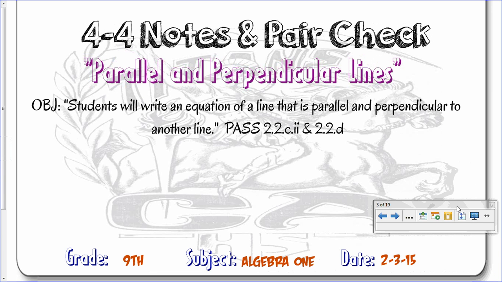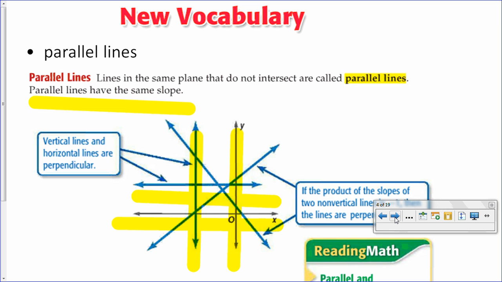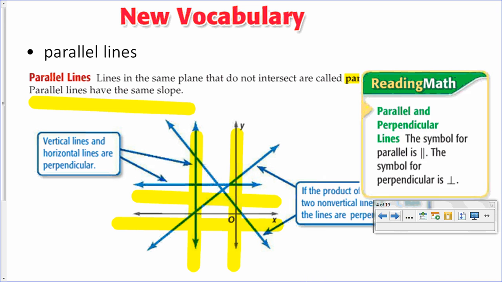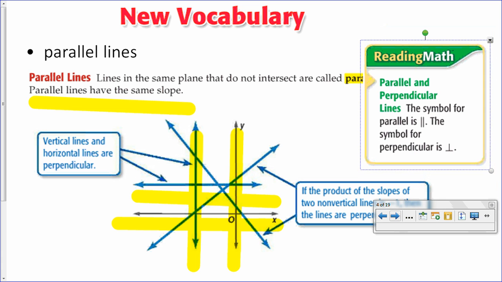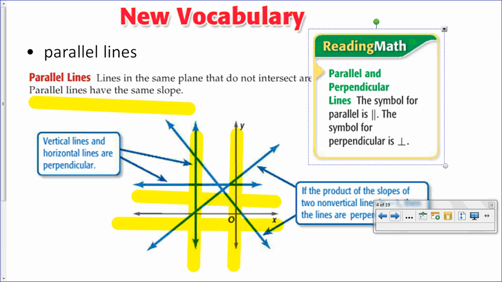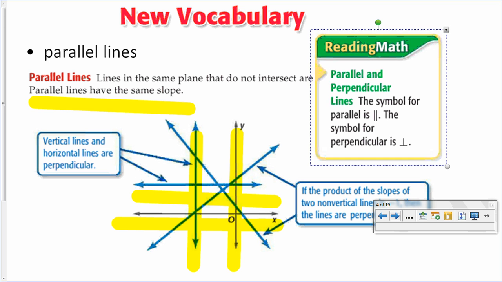Okay, today's date's 2/5/16. Now what we're talking about today is parallel and perpendicular lines. The little symbol that we use, if you see this symbol, that just basically means that these two lines are parallel. The symbol for parallel lines is just two lines right next to each other. The symbol for perpendicular is a line and then one right underneath it. You guys can see that, all right?